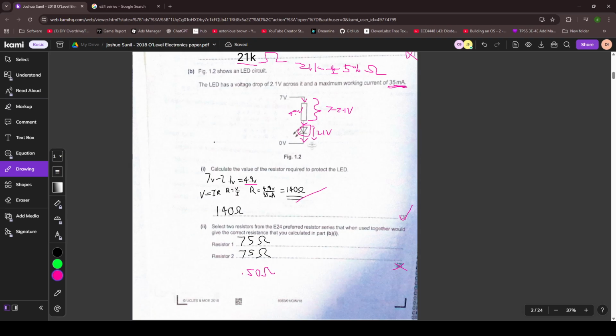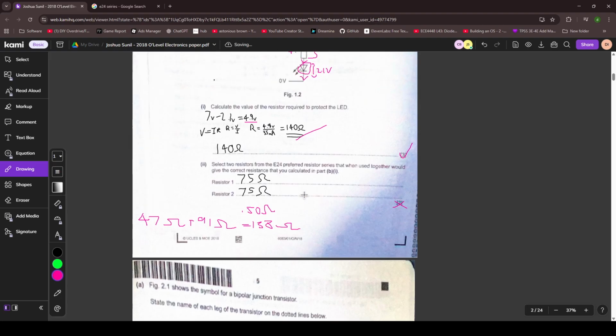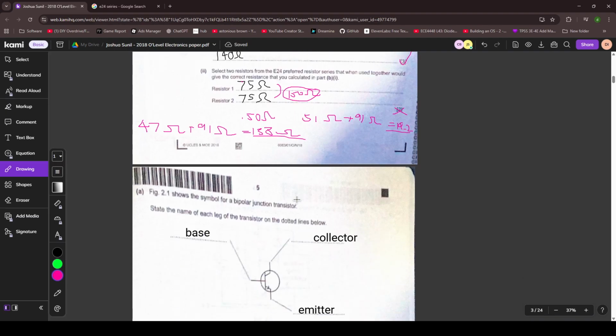Basically I have 47 ohms plus 91 ohms is equal to 138 ohms. I also have 5.1, which is 51 ohms, plus 91 ohms, which is 142 ohms. Okay, I'm not really going to look too deep if there are actually two numbers that add to 140, but basically these two are probably the closest, and these two add up to 150. So this is not the closest, therefore you're wrong. So yeah, okay, let's move on.